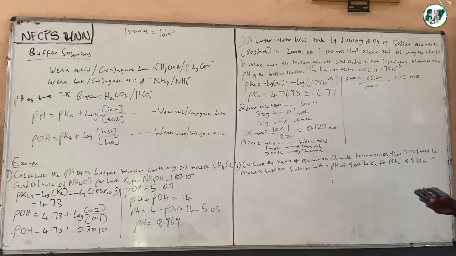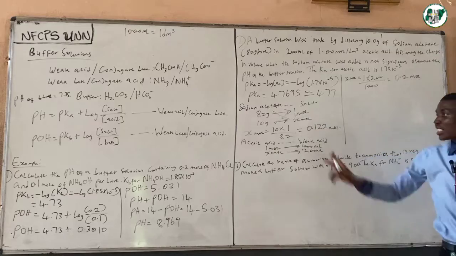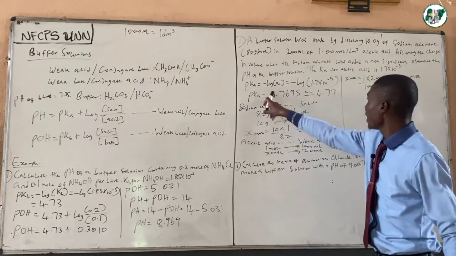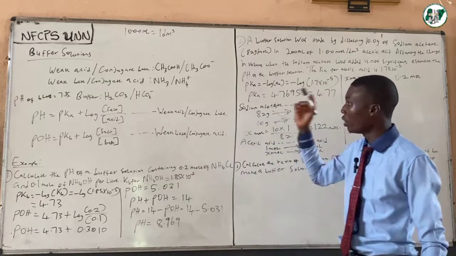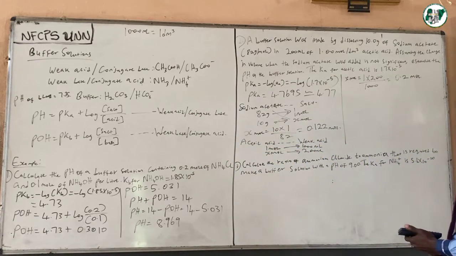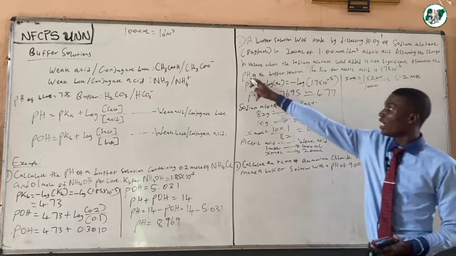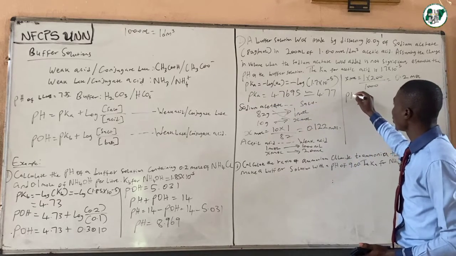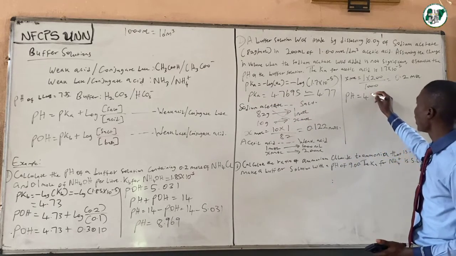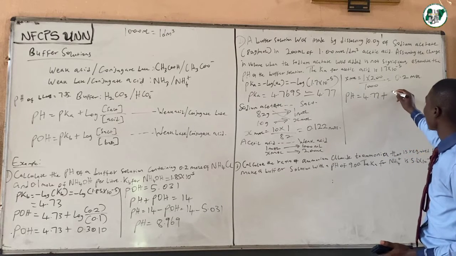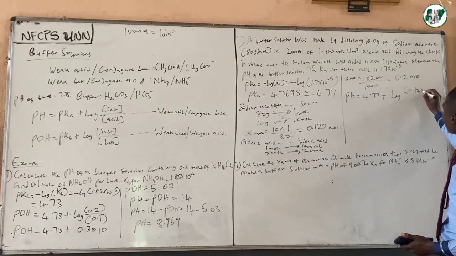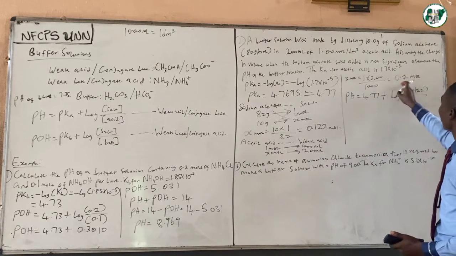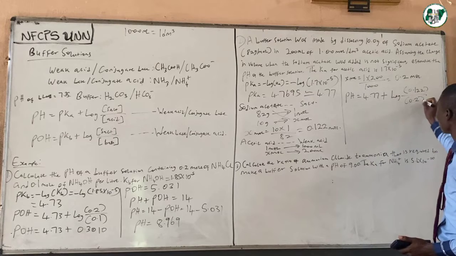So we already have the amount of the acid as 0.2 mole and the amount of the salt as 0.122 mole. And we already have our pKa as 4.77. The next thing to do is to apply the Henderson-Hasselbalch equation and then get the pH of this particular solution, because it says estimate the pH of the buffer solution. So our pH is equal to pKa, 4.77, plus log of the concentration of the salt, 0.122, divided by the amount for the acid, 0.2, as calculated.